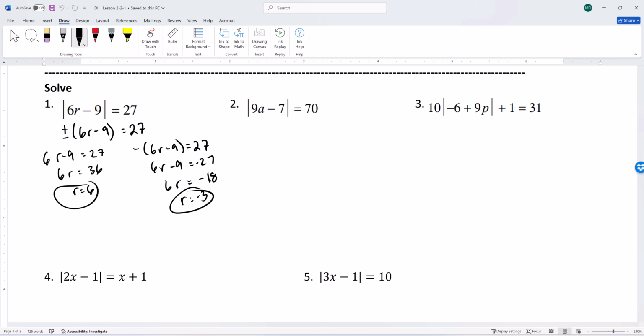Now before we do the plus or minus, it's usually helpful to isolate the absolute value. Now you don't have to, but it's usually helpful. You do the best you can, basically. So I can subtract the 1. Divide by the 10. And then now I get the plus or the minus.